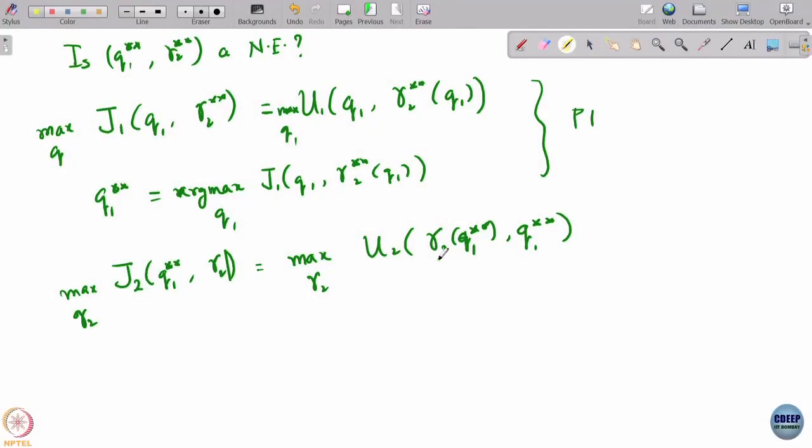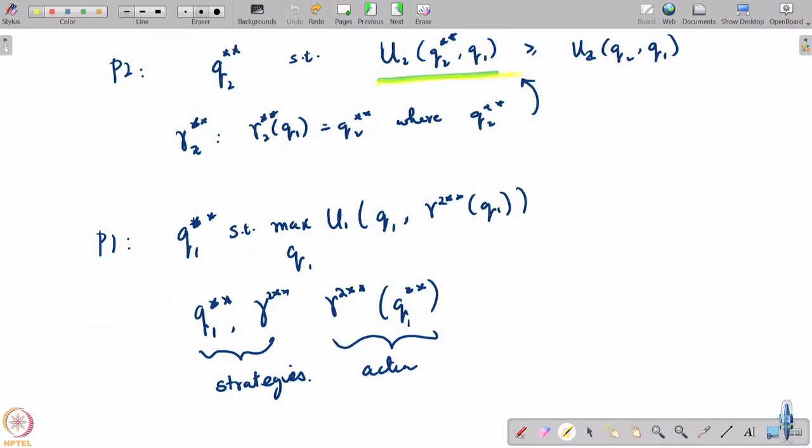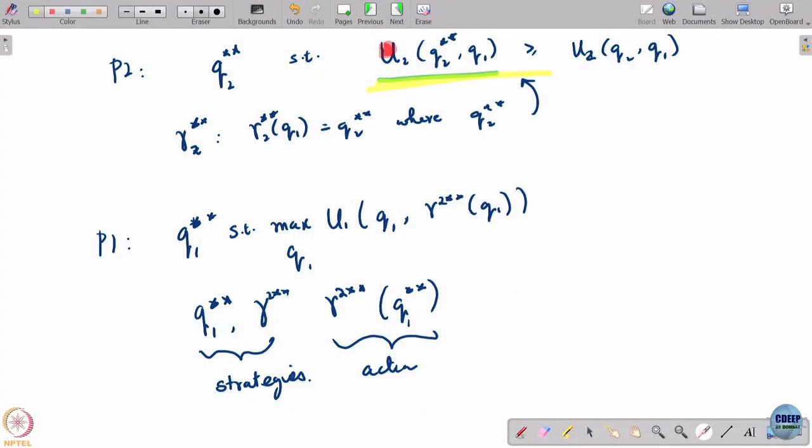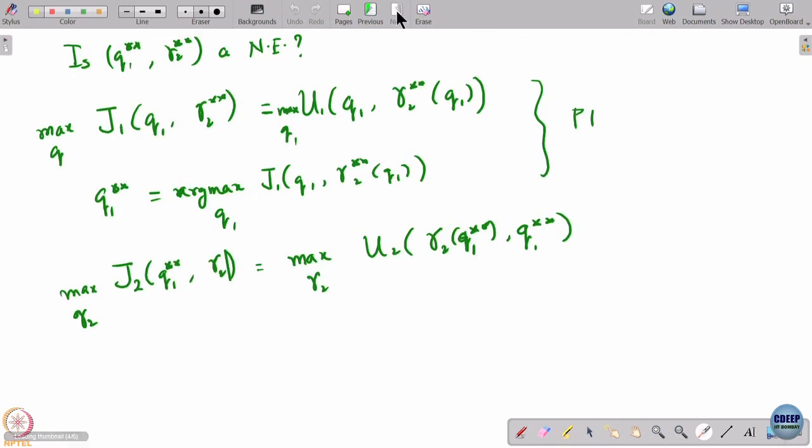Let us take this query carefully. Remember, gamma 2 star star was derived by maximizing a different expression. It was derived by maximizing this expression, and here you have Q1, not Q1 star star. So gamma 2 star star was the function that maximized this U2 for every value of Q1, because as a function of Q1, we wanted to find the maximizer. Whereas now we are not asking for every value of Q1; we are asking for a specific value of Q1, which is Q1 star star. Compare that with this expression. Here only Q1 star star has been held fixed. So, fixing Q1 star star, what is the function that maximizes U2 of gamma 2 of this?